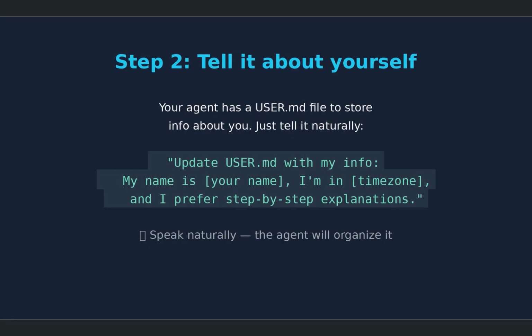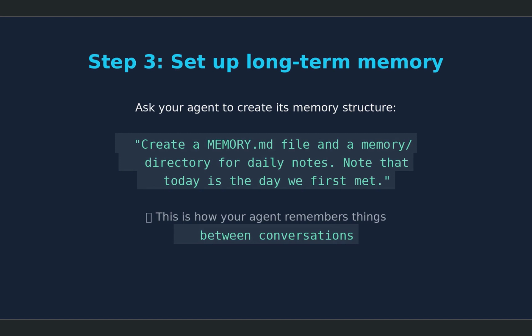Next, tell your agent about yourself. Your agent has a user.md file where it stores info about you. Just tell it naturally. "Update user.md with my info. My name is [your name], I'm in [your time zone], and I prefer step-by-step explanations. I'm currently learning OpenClaw." Now set up long-term memory.